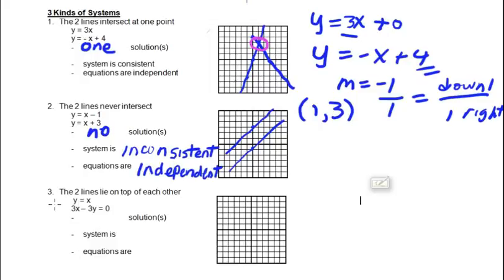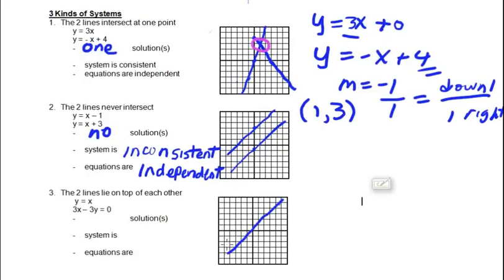In the third situation, we have two equations, y is equal to x, and 3x minus 3y is equal to 0. Graphing the first line, it has a slope of 1, since the coefficient of x is 1, and it also has a 0 y-intercept. So we will graph this line, again realizing that it's got a slope of positive 1. For the second line, we could also isolate the y and get it in slope-intercept form, but we could graph this line by plotting points, and I think that's what I'd like to do here. We have 3x minus 3y is equal to 0.